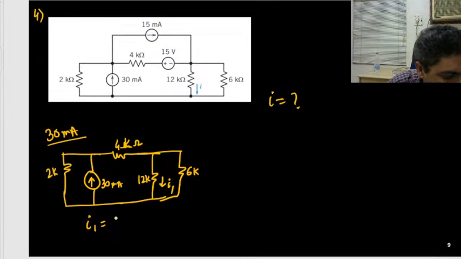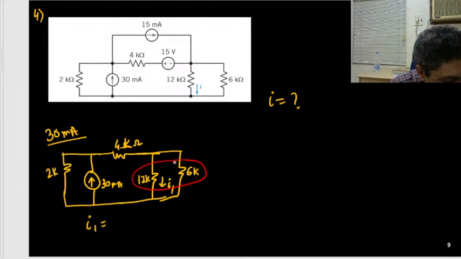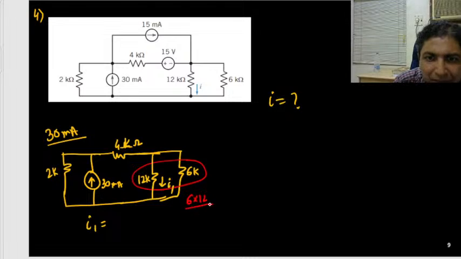So how quickly can we solve it? First you can note that these two we can combine for the time being, though later we can modify it. So 12K and 6K. What is the parallel combination of these two? These two are combined in parallel. So 6 into 12 by 6 plus 12 is 18. So 6, 3 and 3, 4. So it's a 4K.